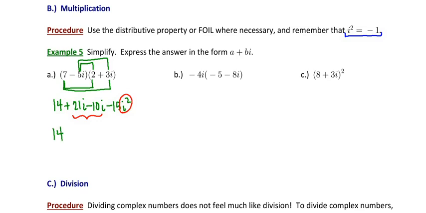So on the next step, we end up with 14 plus, combining our middle terms, 11i, and then we have minus 15 times negative 1. Let's call that minus 15 times negative 1 a plus 15. Then combining our real parts, we end up with 29 plus 11i.